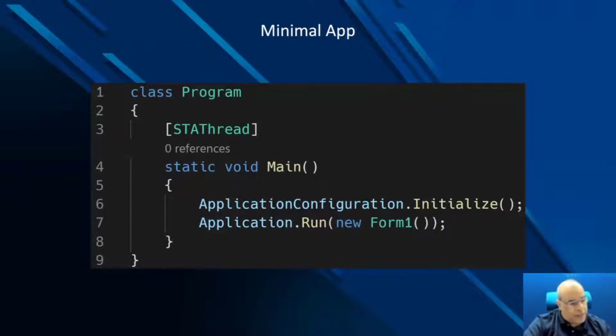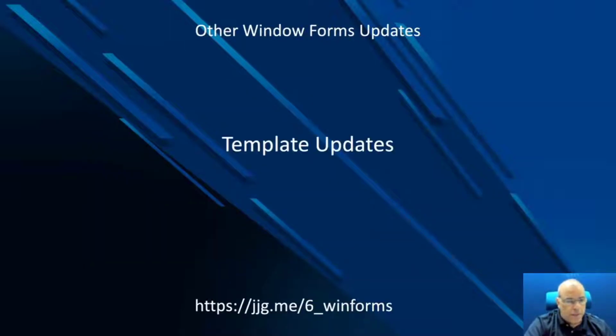So they're getting rid of all that extra code for you. In all honesty, on line 3, you can actually get rid of the apartment threading attribute. That's not needed. It's in the default template because Microsoft did not want people to get all freaked out when they didn't see that there. By default, it's automatically included for Windows Forms applications.